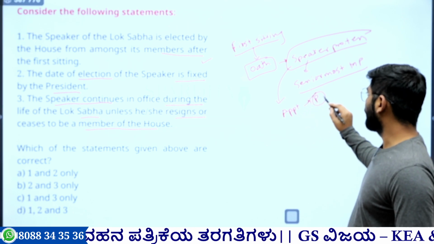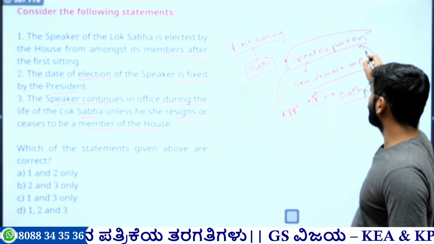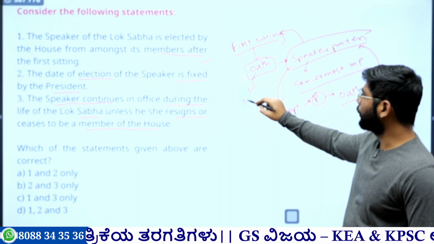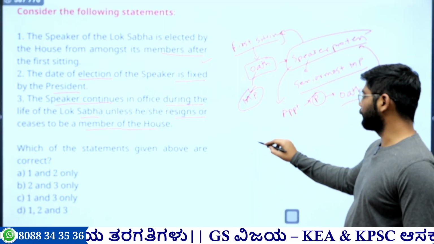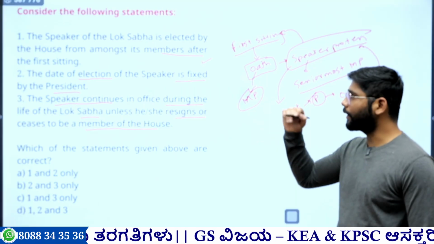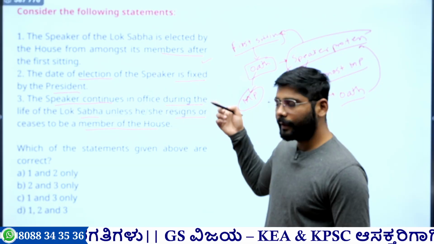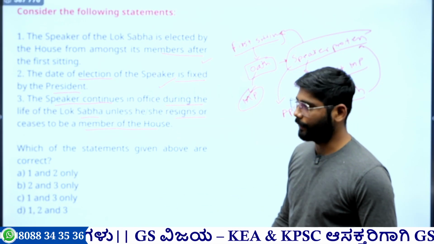the President of India, and the president will give the oath to this speaker pro tem, and in the first sitting this speaker pro tem gives the oath to the remaining members of parliament, and after the first sitting the parliament will meet again. That time they will elect the speaker from among its members. Okay, and the date for this election of the speaker will be fixed by the president.